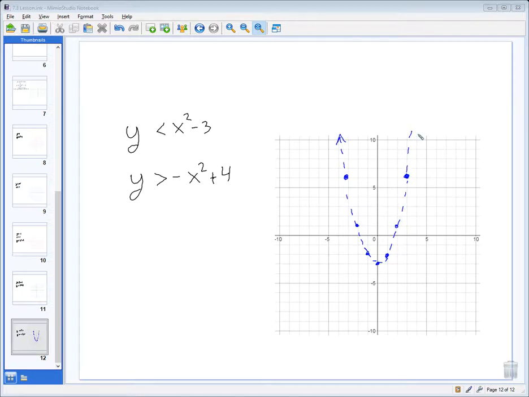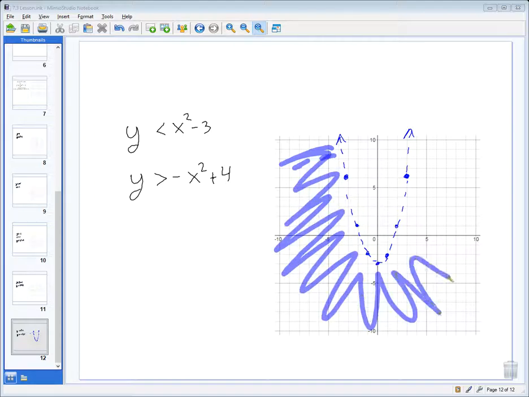And because this says that y is less than, it means all of your y values are going to be everything less than this parabola. So that would mean everything that's outside of this parabola out in here.